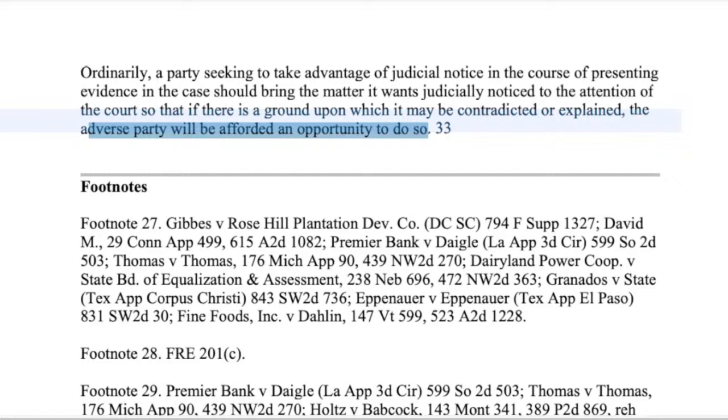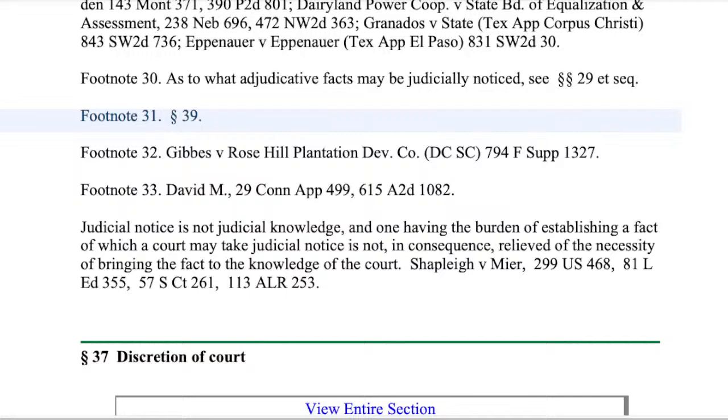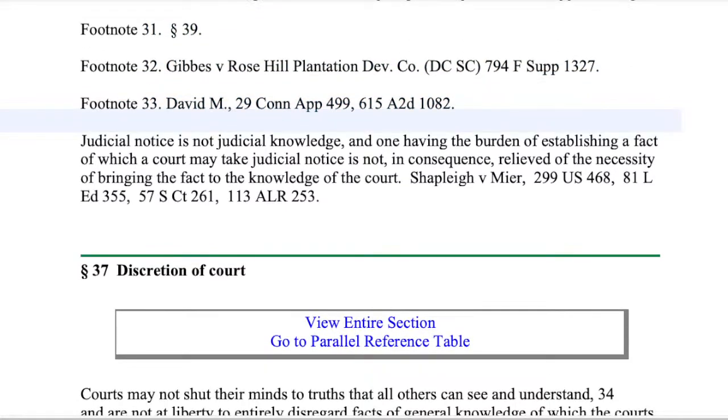In other words, making sure it's brought forth directly to the court so that it can be contradicted or explained, and the adverse party will have an opportunity to object or to acknowledge it. Judicial notice is not judicial knowledge, and one having the burden of establishing a fact of which a court may take judicial notice is not, in consequence, relieved of the necessity of bringing the fact to the knowledge of the court.